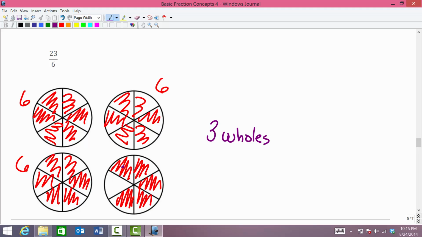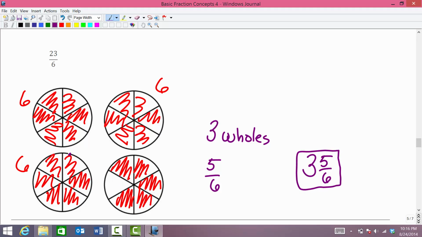And then how much do I have left over here? Well, here I have 1 piece left over, so we've actually only shaded 5 out of 6 of the last circle. So we would say that we have 3 and 5/6.